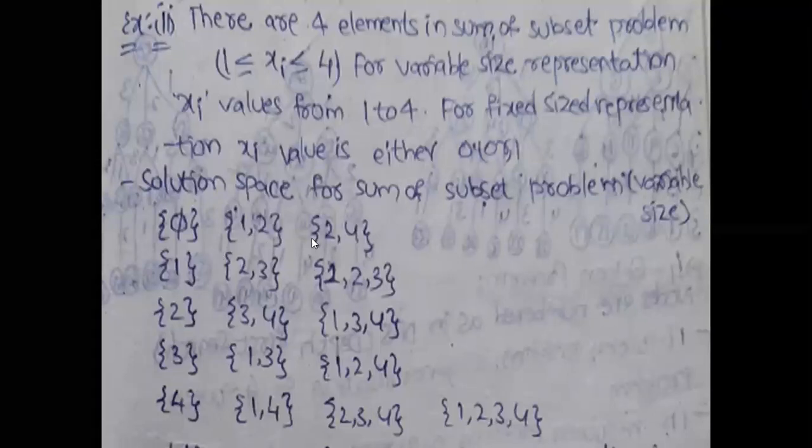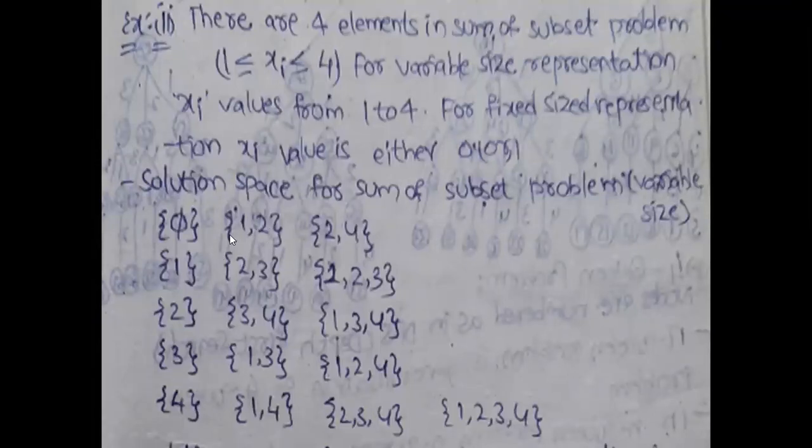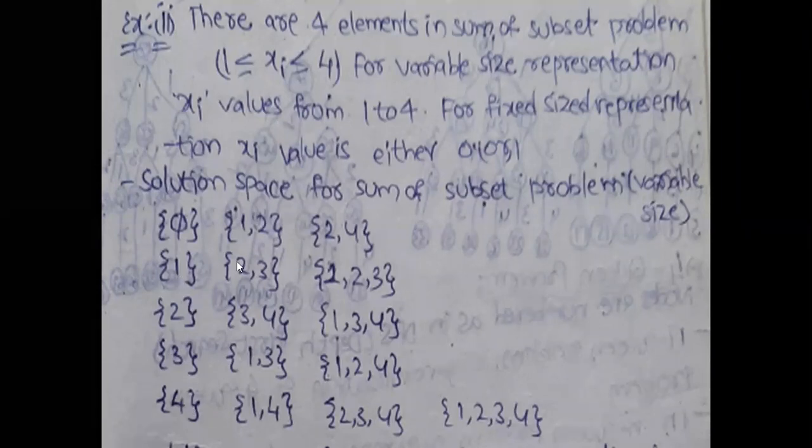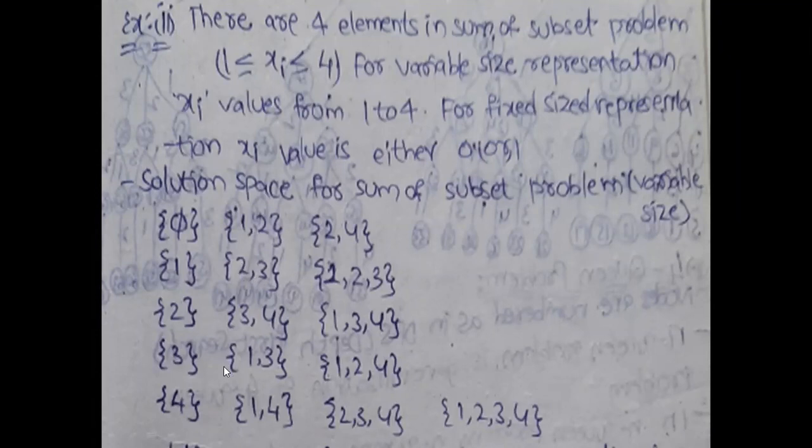The 16 solutions are represented by x1, then x1 x2, then x1 x2 x3, and x1 x2 x3 x4.